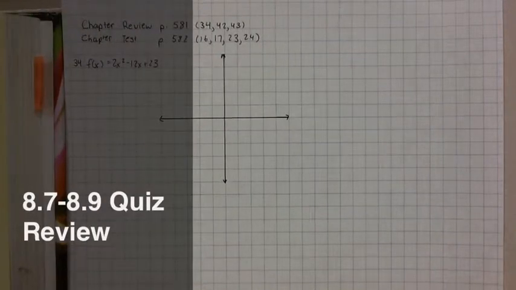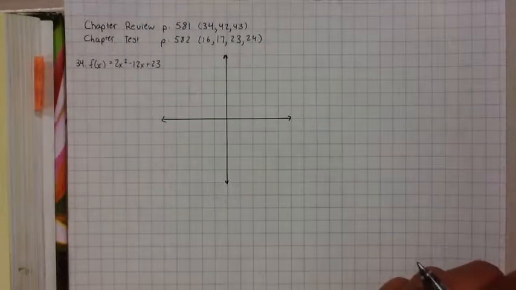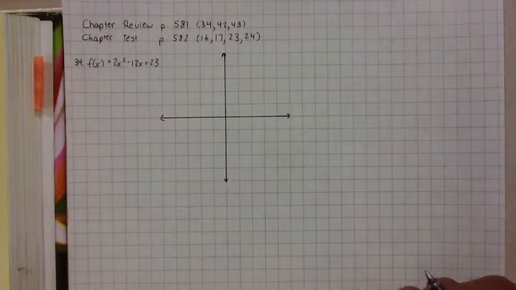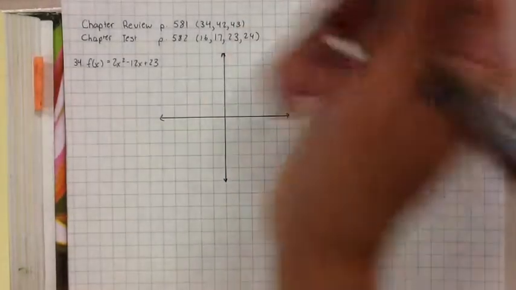This is the quiz review assignment for Chapter 8. We're going to start on number 34, which is a graphing problem. They give you 2x squared minus 12x plus 23. So you need to find your vertex first.